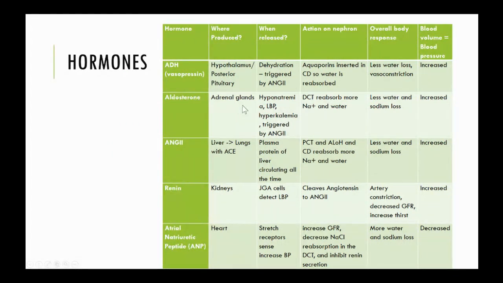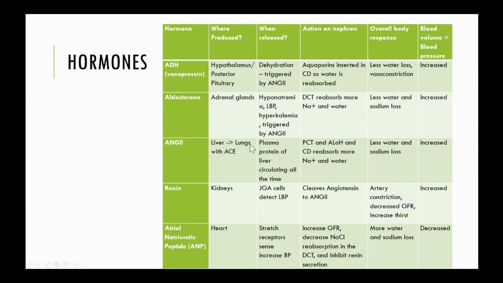Aldosterone is produced by the adrenal glands, and it's released when we have low sodium, which is hyponatremia, low blood pressure, hyperkalemia, which is an increase in potassium, and it's also triggered by ANG2. The distal convoluted tubule is going to reabsorb more sodium and water. Less water and sodium loss is our overall goal here, and hopefully we're going to increase our blood volume and therefore increase our blood pressure.